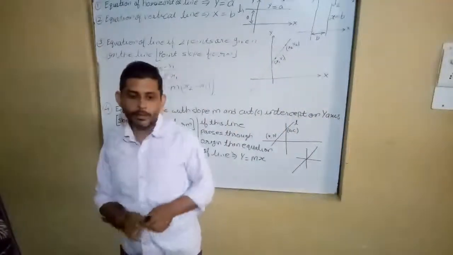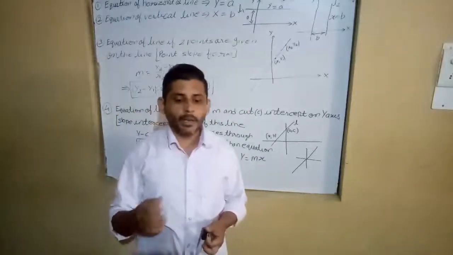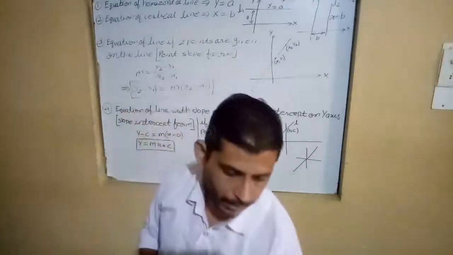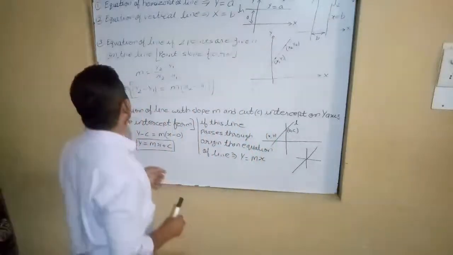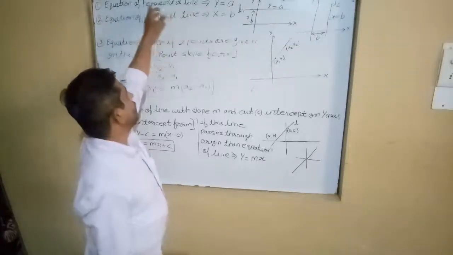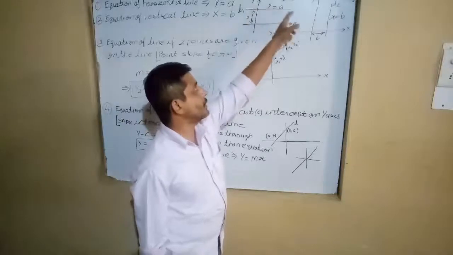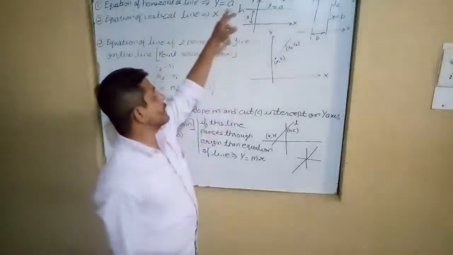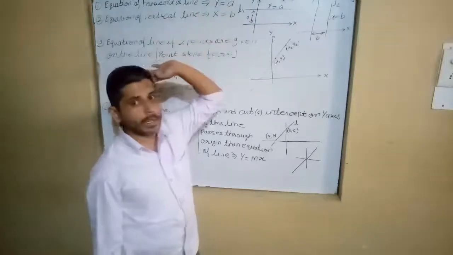Okay students, so our exercise 10.1 has completed. Now we read some basics of lines. First, you can see the equation of a horizontal line. The equation of a horizontal line means this is a line which is horizontal from the x-axis. So we can say the equation of a horizontal line is y is equal to a.